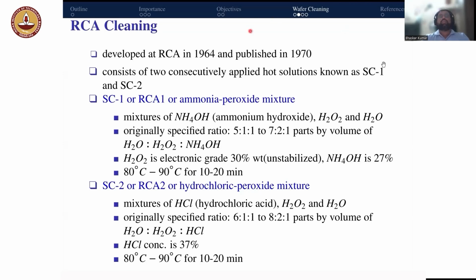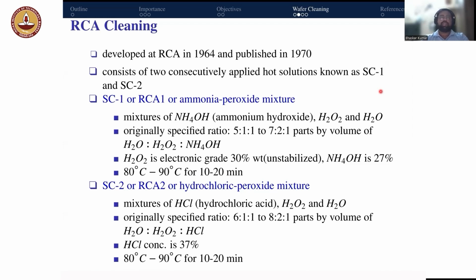So now let's move on to the standard cleaning protocol that was developed at the Radio Corporation of America in 1964 and published in 1970. This is called the RCA cleaning protocol, and it consists of two consecutively applied hot solutions, especially formulated to remove the prominent contaminants that are present in silicon manufacturing technology. Now, these solutions are called the standard cleaning 1 and the standard cleaning 2 solutions, also commonly referred to as the RCA1 and the RCA2 solutions.